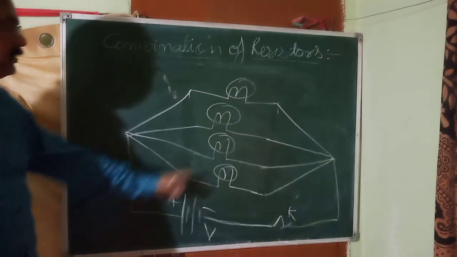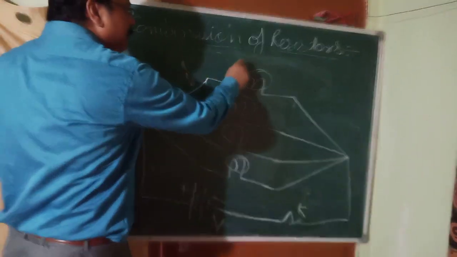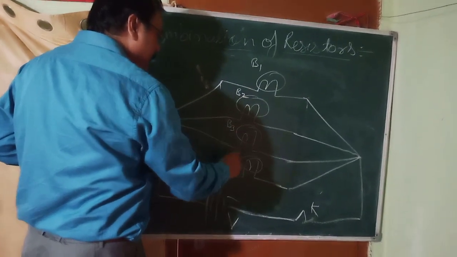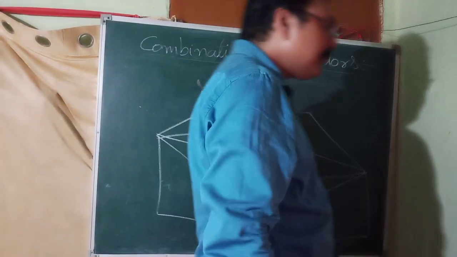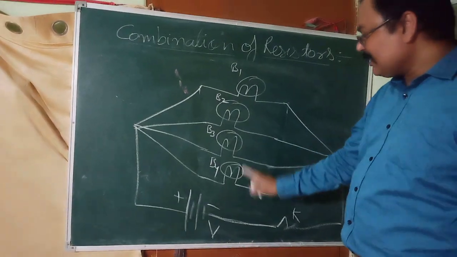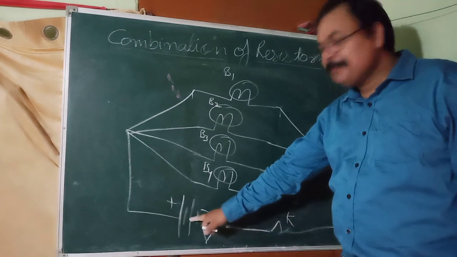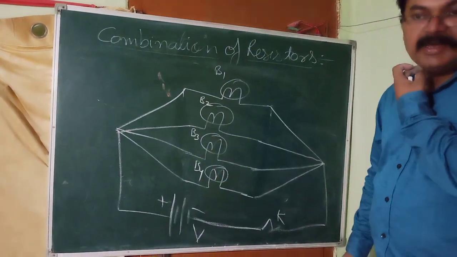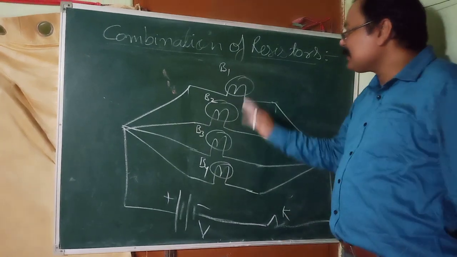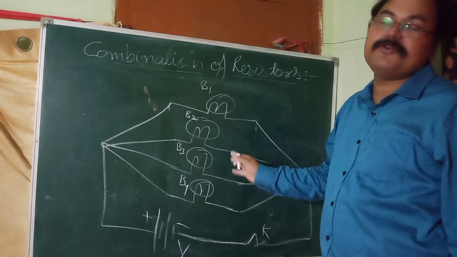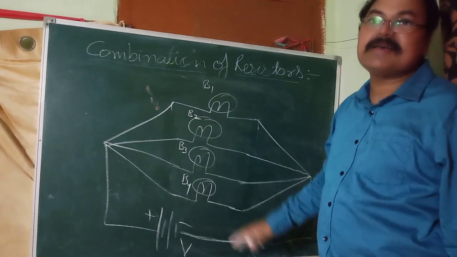Now see, these are the bulbs, okay. This is bulb B1, bulb B2, bulb B3 and bulb B4. What you can see, all these 4 bulbs, B1, B2, B3, B4, are connected in parallel with the battery, okay, of potential difference V. Here you can see the key, okay. Now see, when these bulbs are connected in series, what happens? If one of the bulbs is fused or blown off, then the other bulbs are not going to glow.